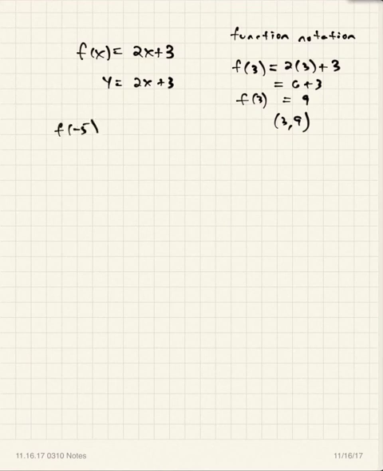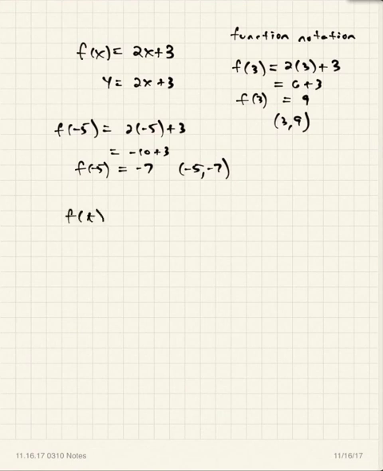f of -5, the domain value is -5 here. This rule would take -5, we would put it in for x, and the rule would take -5 and assign it to -7. So f of -5 is -7. You have (-5, -7) as the ordered pair here. That tells us that -5 gets assigned to -7.